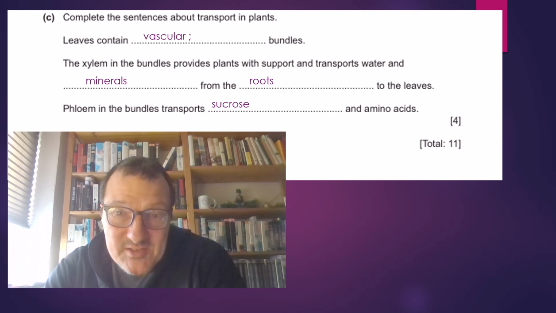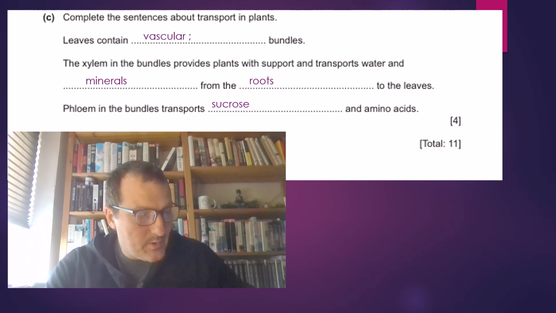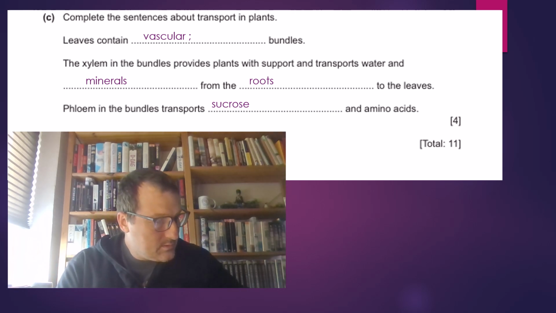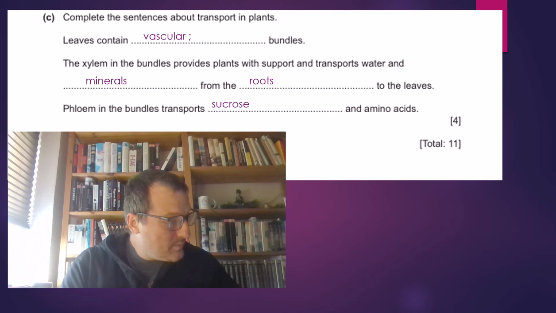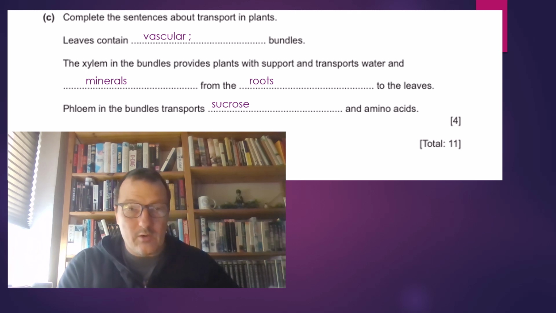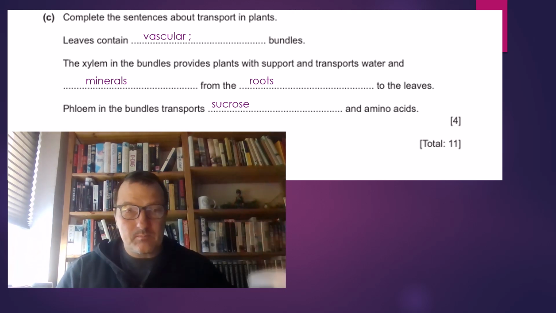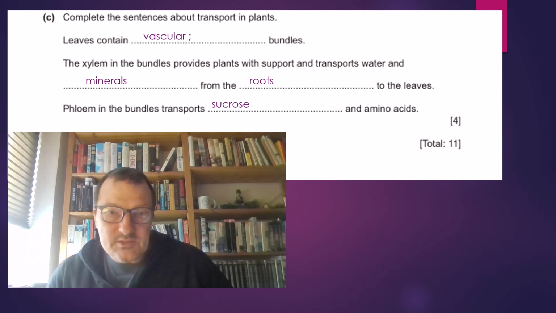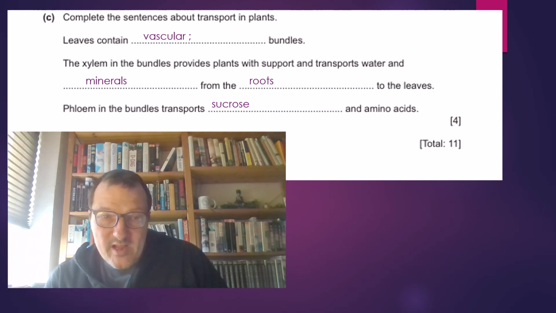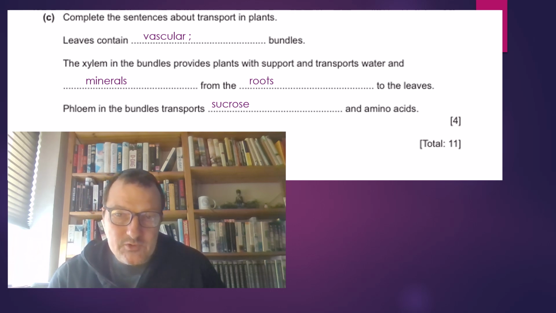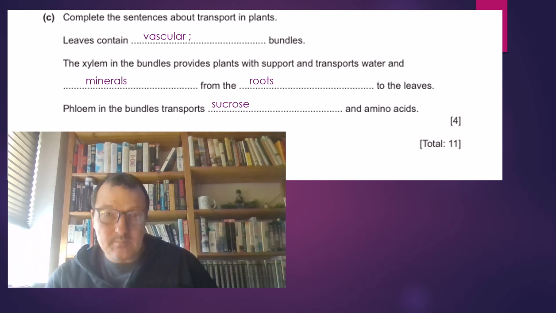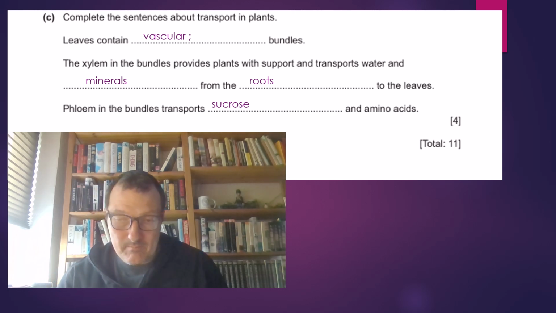The leaf contains vascular bundles, and the vascular bundles you can find in chapter 8, the xylem and the phloem, 8.1. It's on page 151 in the textbook. The xylem in the bundles support and transport water and minerals. That's important to remember. It's only water and minerals, and there's only one way. It goes from the roots to the leaf. The phloem in the bundle can move both ways, but not asking here, but it can also transport both amino acids and sucrose.